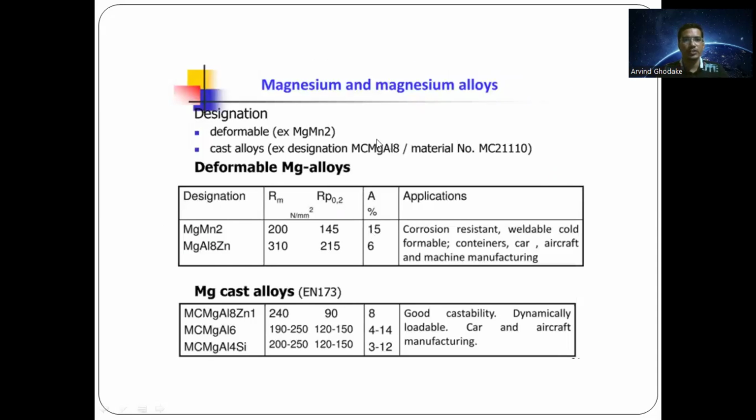Then designation of magnesium. For deformable and cast alloys, MgMn2 for the deformable, for example, and for cast alloys the designation is MCMgAl8 or the material number MC21110. Then deformable magnesium alloy applications are corrosion resistance, weldable, cold formable, containers, car, aircraft and machine manufacturing. Second, magnesium cast alloys, the applications are good castability, dynamically loadable, car and aircraft manufacturing.